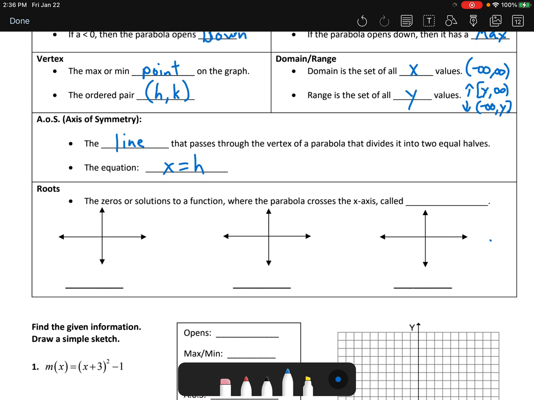Now, I know we're familiar with the solutions, the roots, the zeros. So what are the zeros or solutions to a function where the parabola crosses the x-axis called? Well, the only other term we haven't used in that sentence is x-intercepts. Okay, so if we have 2, it would look like that. If we have 1, it may look like this. And if we have none, it may look like that.